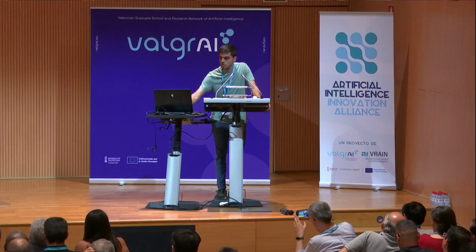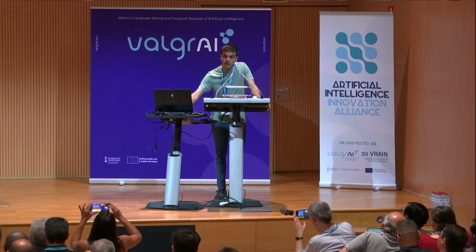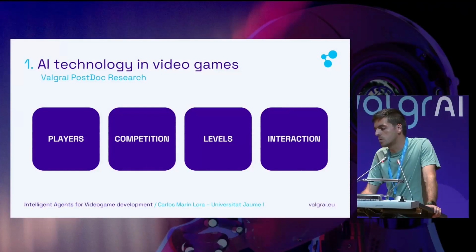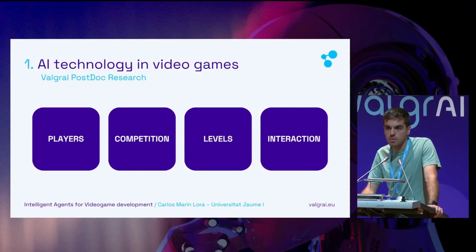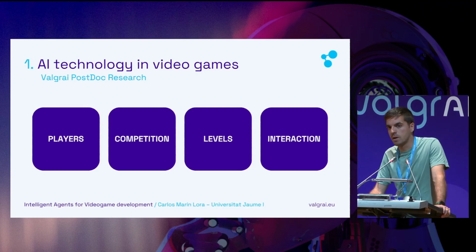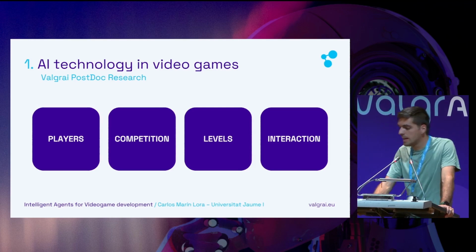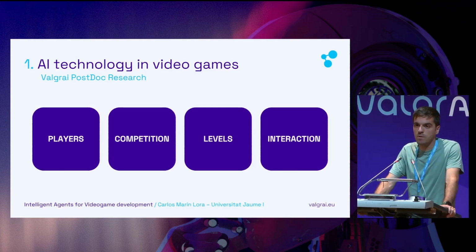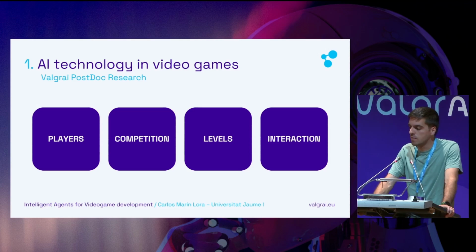I'm one of the postdoctoral researchers of Albright, and I'm also a member of the video games research group at the Jaume I University. And today I'm going to talk to you about 3 projects in which we are using AI technology for trying to improve gaming experience in the video games that we are developing. More specifically, we are focusing with the AI technology in 4 aspects of the development of our games.